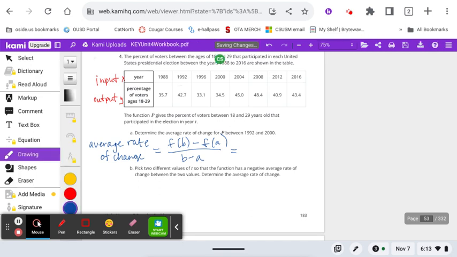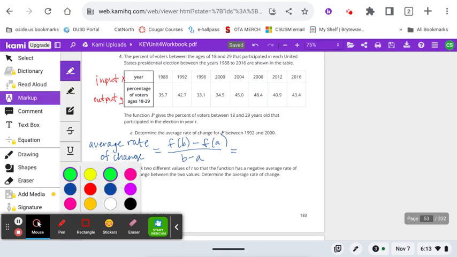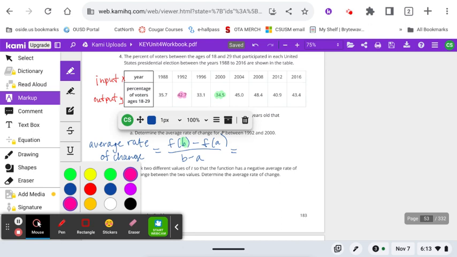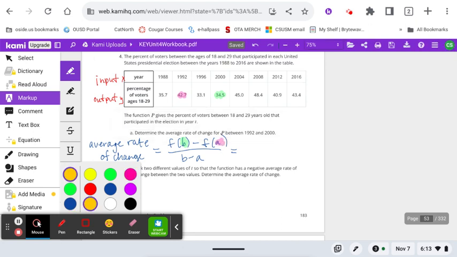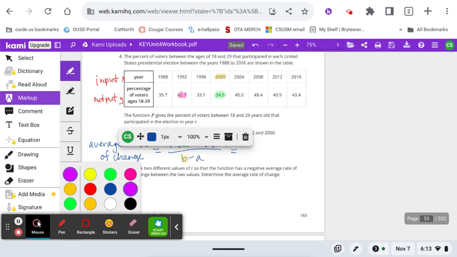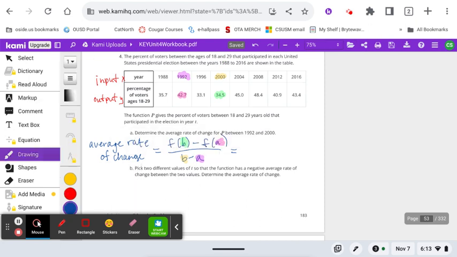Well, when we're subtracting the outputs, we're talking about f of B being this second term minus f of A. Those are the two outputs. And then the inputs, 2000 minus 1992. So here we go plugging in 34.5 minus 42.7 over 2000 minus 1992.